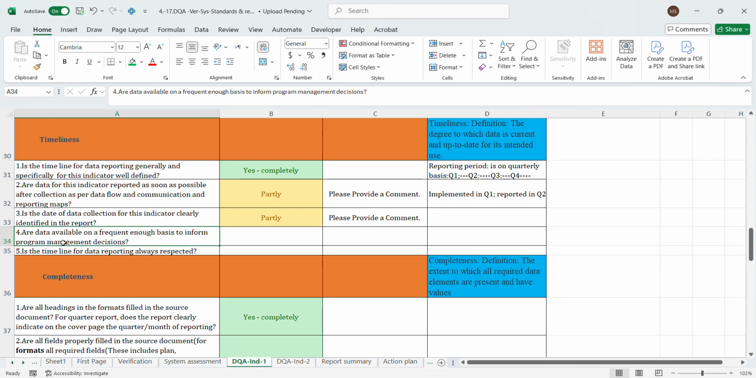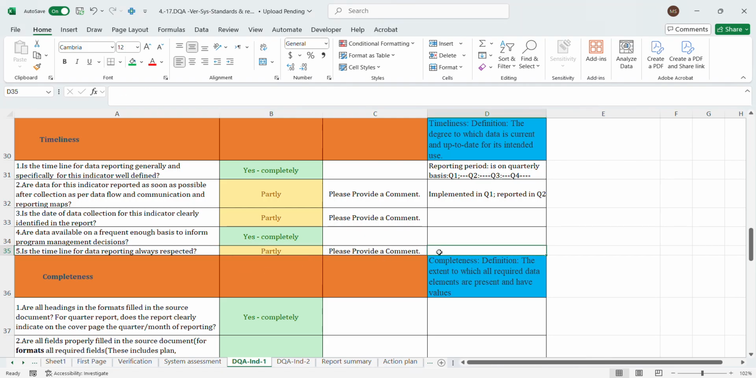Let's continue. Question 4 is: are data available on a frequent basis to inform program management decisions? If the data is there, we can say yes completely, otherwise we can say partly. The final question is: is the timeline for data reporting always respected? In this particular case, we may say partly.